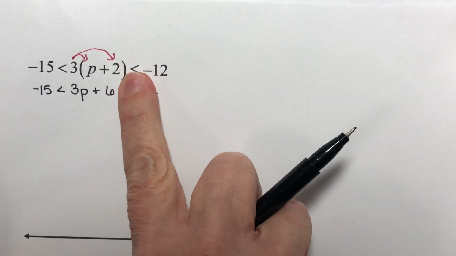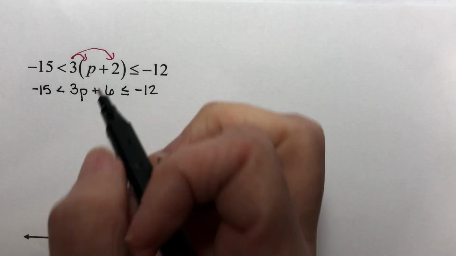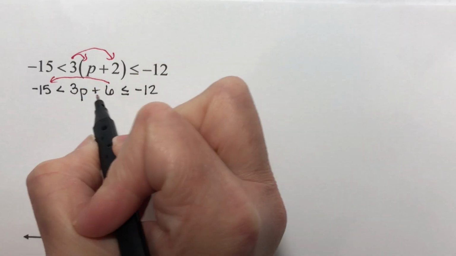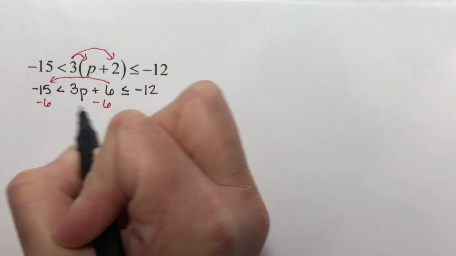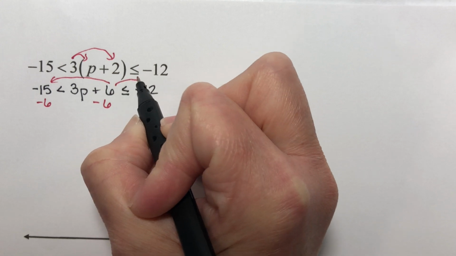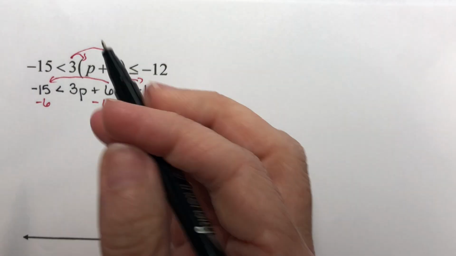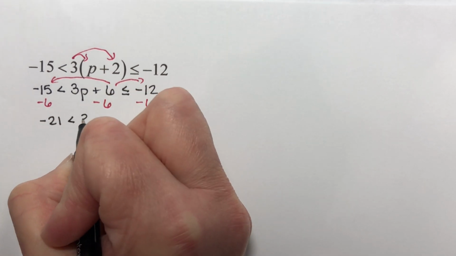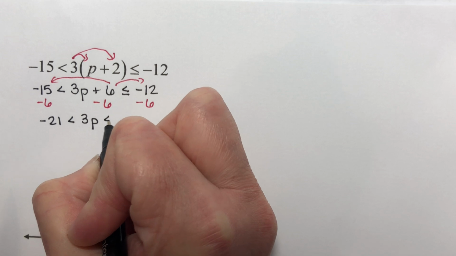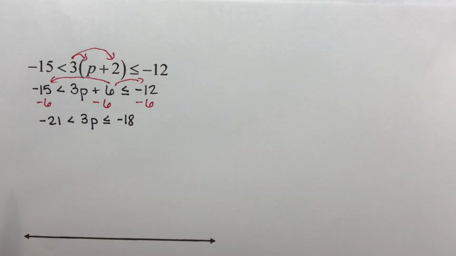Okay, cover one of them up. What would you do? You would move the 6 away from the 3p. So if I need to do this over here, to get rid of the plus 6, I would subtract 6. But if I do it on one of these two sides, I also have to do it over here. So subtract 6 from all 3 sides. This gives me negative 21 is less than 3p is less than or equal to negative 18.